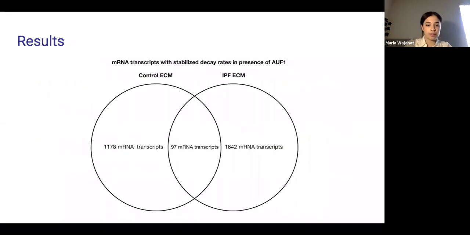So first, these were the results that R gave back after the statistical tests. These were the messenger RNA transcripts that were AUF1 dependent. On the control matrix, we found that there were 1,178 mRNA transcripts. On the IPF matrix, we found there were 1,642. And between the two, there was only a commonality of 97 messenger RNA transcripts.